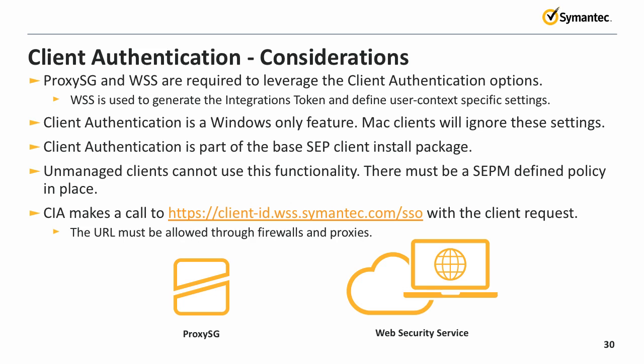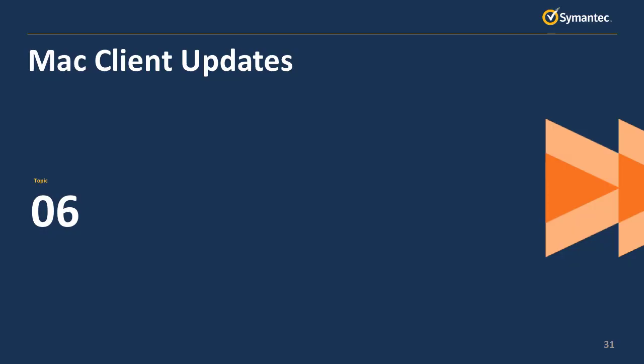Client authentication is part of the base SEP client install package. There is no separate component for WSS traffic redirection. Unmanaged clients cannot use this functionality. There must be a SEPM-defined policy in place. The URL noted must be allowed through firewalls and proxies.